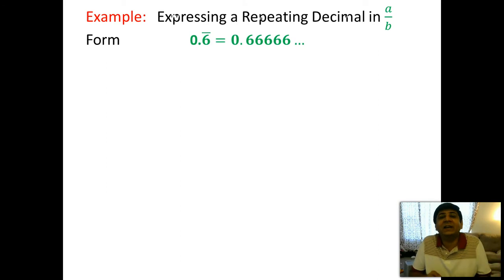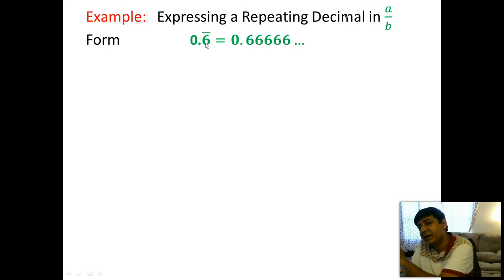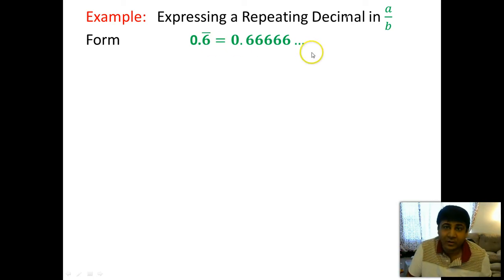Now this is a little tricky. This might be new for some of you, and it requires a little bit of thinking, a little bit of work. Suppose a decimal form is given to us which is repeating, which keeps on going and it repeats itself. For example, as I mentioned earlier, 6 has a line on it. That means 6 keeps repeating and it never ends. It goes all the way to infinity. How do we represent this as a ratio of two integers?